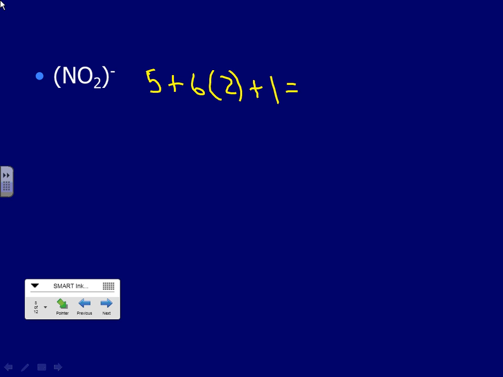Why do you think they're very reactive? What are they going to do if they've got an electron that's all by itself? They might try to get rid of it. What else could they do?